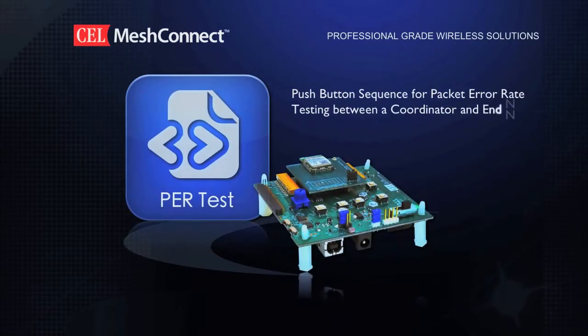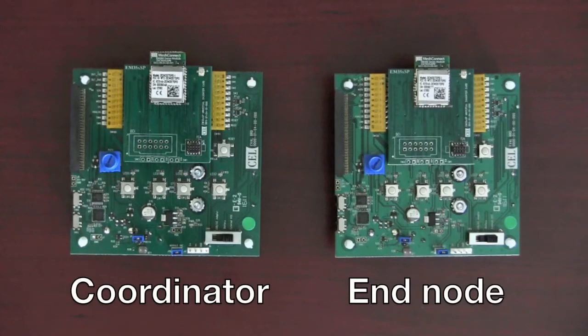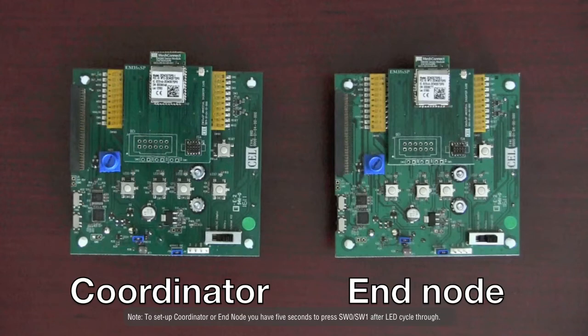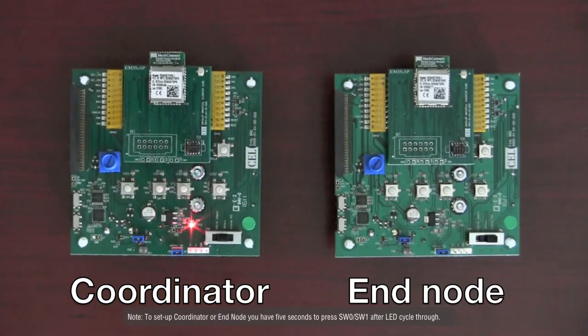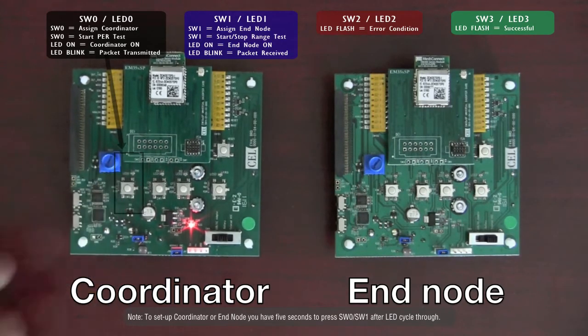PER test. Push button sequence for packet error rate testing between a coordinator and an end node. Here we have two MeshConnect Universal Eval boards with a coordinator on the left and an end node on the right. We will turn on the coordinator by sliding the power switch to the middle position. You will see the LED lights cycle through. Next, press and release SW0 and the LED light will illuminate. The coordinator has now formed a network.